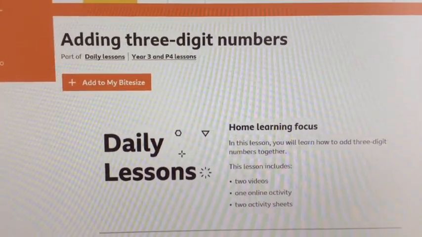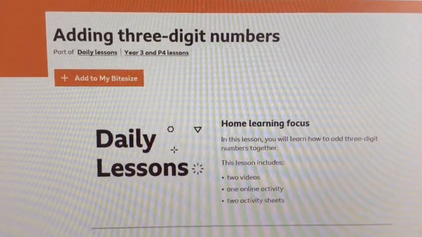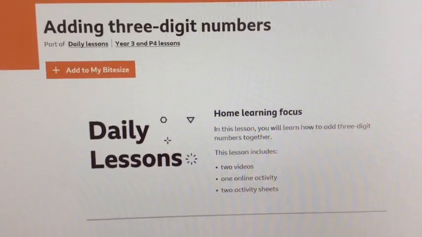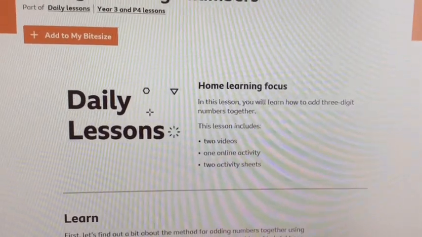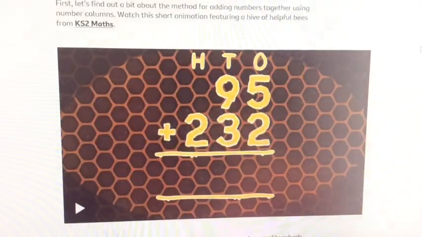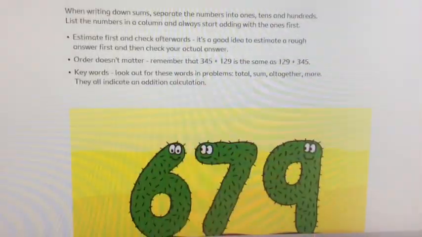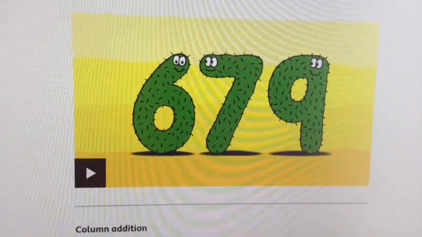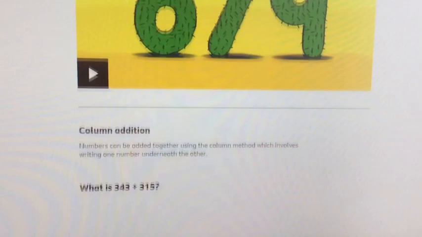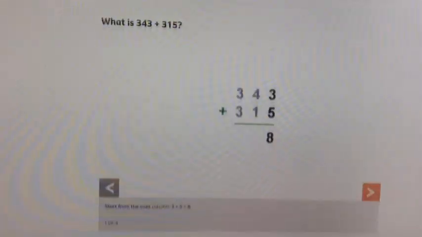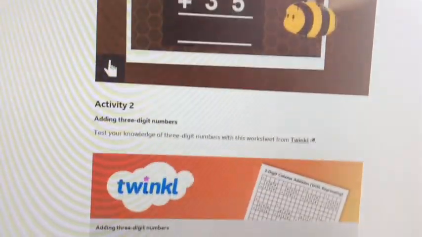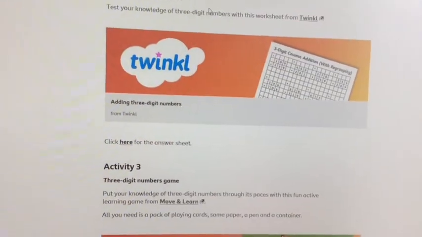If you want some more reinforcement, have a look at the BBC Bitesize Adding 3-Digit Numbers daily lesson. The link is in the Google Emergency folder. And you've got videos there to help you, which are quite fun. It brings in the estimating as well. And you can check afterwards that you're in the right sort of area with your answer. Have a look at that, and there's some practice activities as well. And some worksheets if you like.